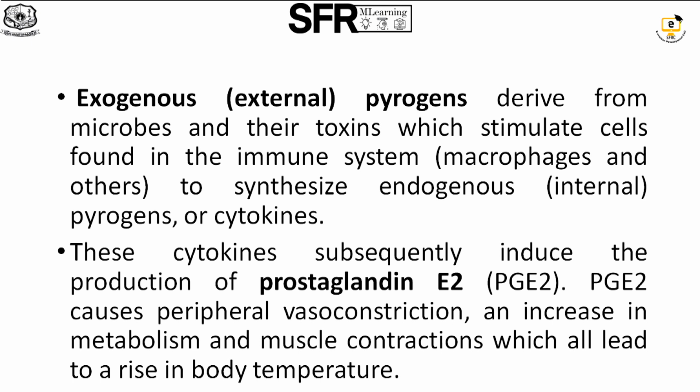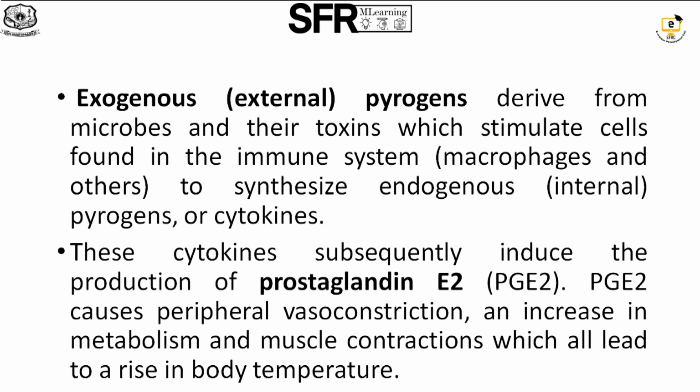Exogenous means external microorganisms, bacteria or viruses that come from our surroundings, called exogenous pyrogens. When some microorganisms invade our body and stay dormant, they are called endogenous microorganisms. Exogenous pyrogens derive from microbes and toxins which stimulate cells found in the immune system to synthesize endogenous pyrogens or cytokines. Exogenous pyrogens may be products like mycotoxins in our body.